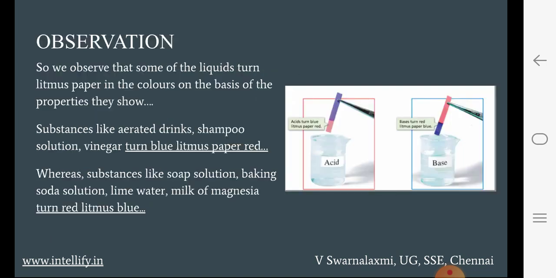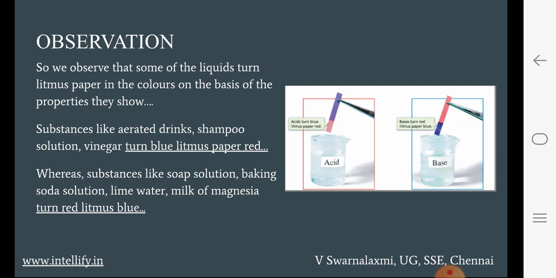So here is what you noticed. You observed that some of the liquids turned red litmus into blue, while some turned blue litmus into red. Wait a minute. Not only these two transitions you observed, you also observed that even some liquids did not show any change when reacted both with blue litmus paper as well as red litmus paper.